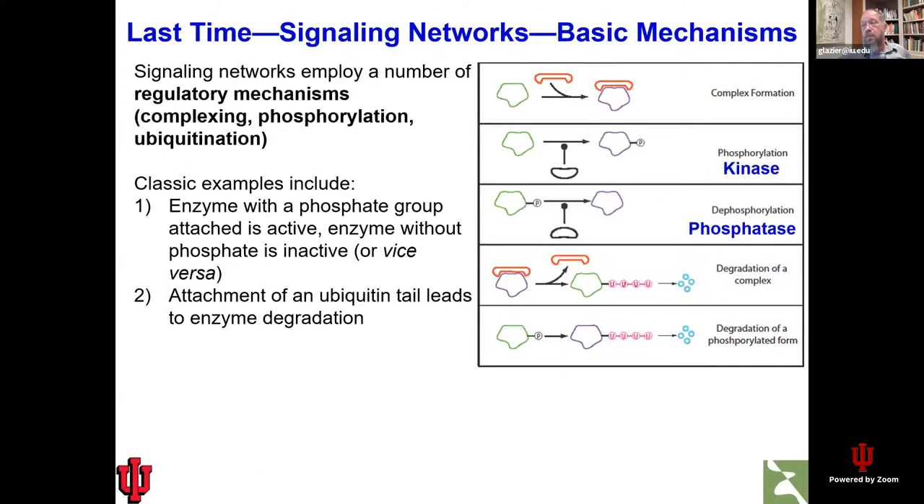And we talked a little bit about some basic motifs. Formation of complexes, which is very important in signaling and gene regulation. Phosphorylation and dephosphorylation, which are one of the primary ways that the functional activity of enzymes is turned on and off. And in this case, also active degradation, which we're going to get back to a little bit later today.